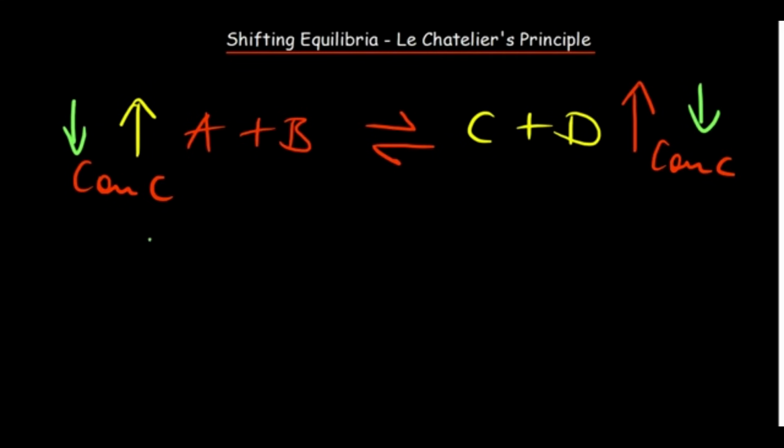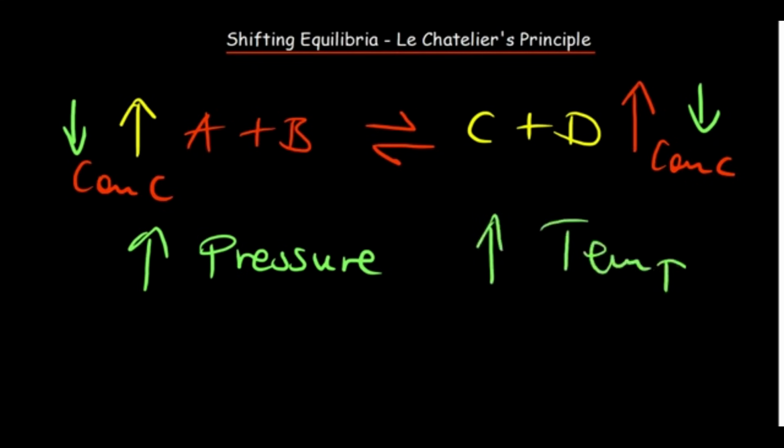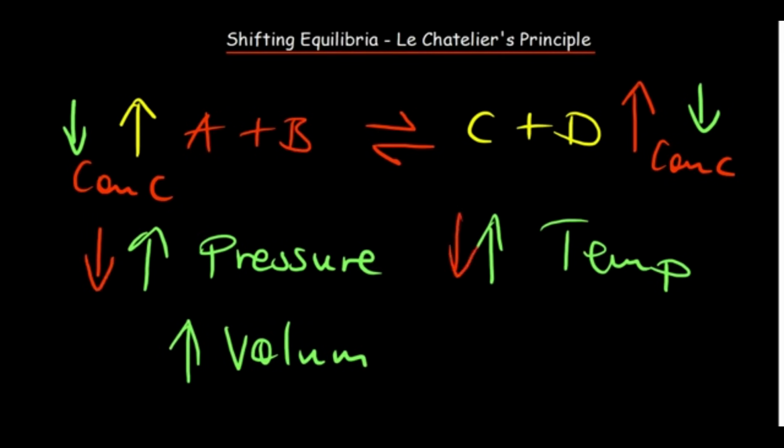Or what if we decide to increase the pressure of these gases, assuming these reactants are gases, or even the products are gases? What happens if we increase the pressure? What happens if we increase the temperature? What happens if we increase the volume? Or what would happen if we reduce the pressure, or reduce the temperature, or reduce the volume? All these have different effects.